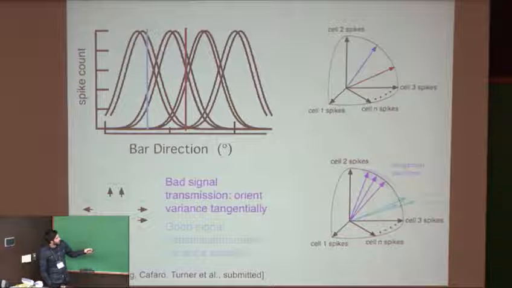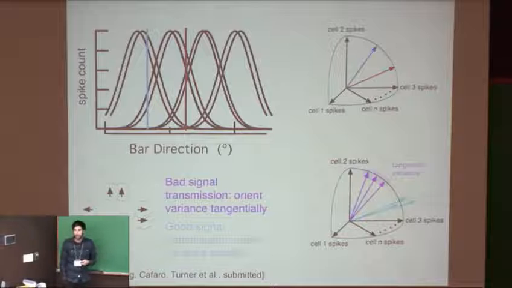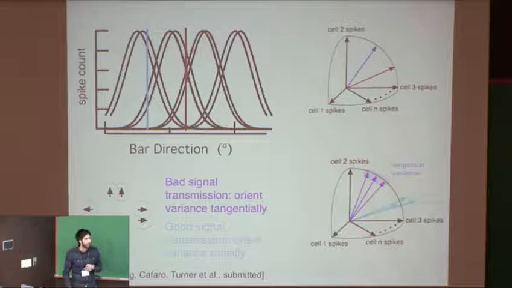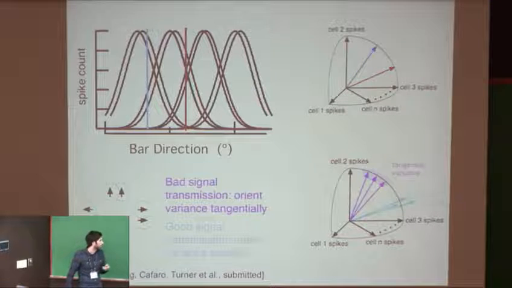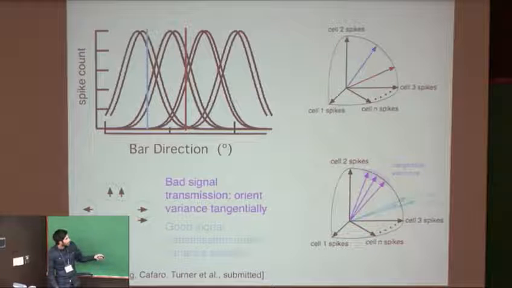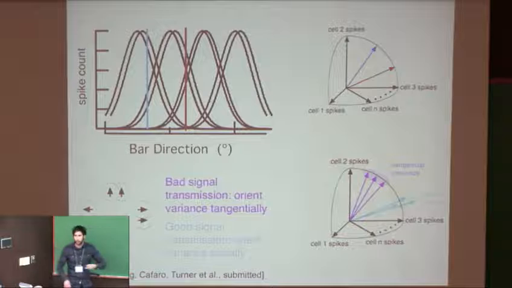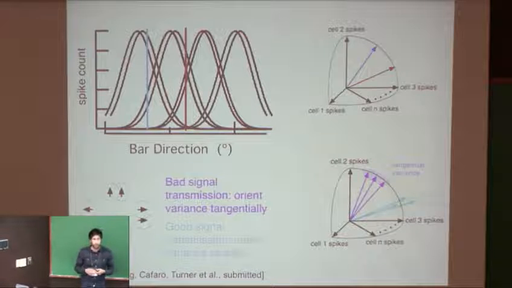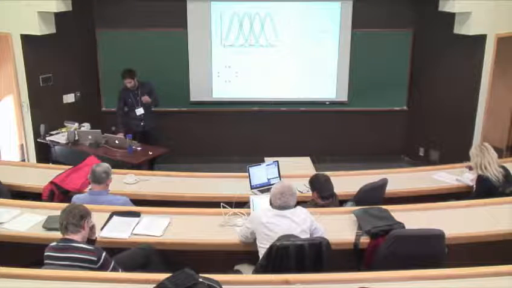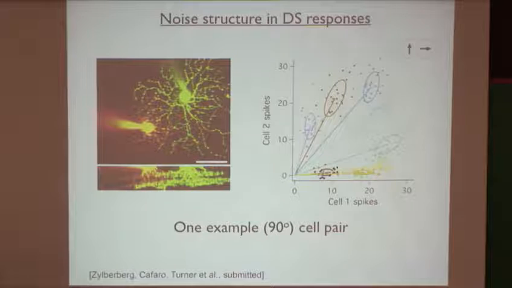For contrast, this sort of purplish setup is one in which the noise is spread out tangentially along the surface of the hypersphere. And in that case, the noise does strongly contaminate the information transmission. So we'll guess on theoretical grounds that we should see noise that's largely in this radial direction if the retina is set up so as to effectively communicate with the animal's brain.